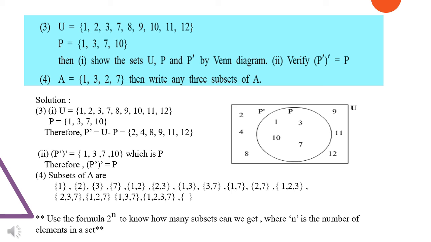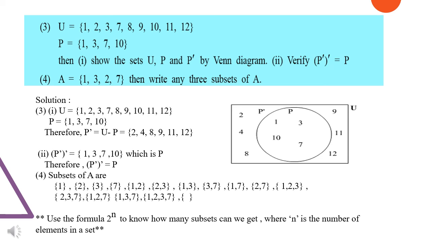So my answer is 2, 4, 8, 9, 11, 12. So you only subtract, or you just remove the elements present in P from U, and whatever is remaining, that will be your P complement. Okay. Now same thing I have to show in the Venn diagram form. So first I draw a box which will be my universal set, that is U. Inside I'll draw one circle which will represent my set P.